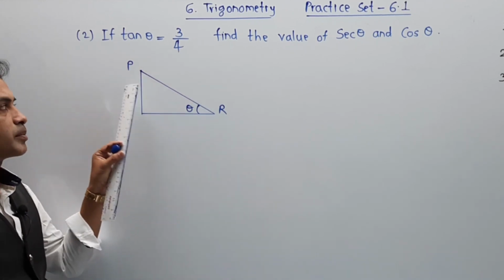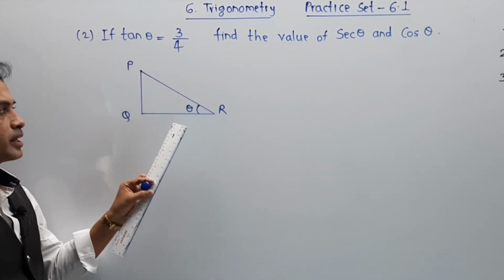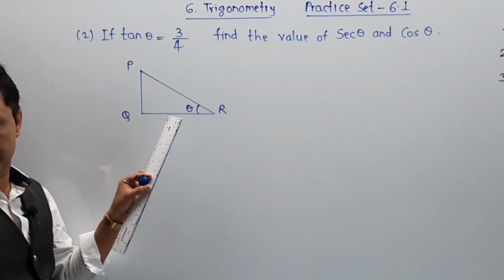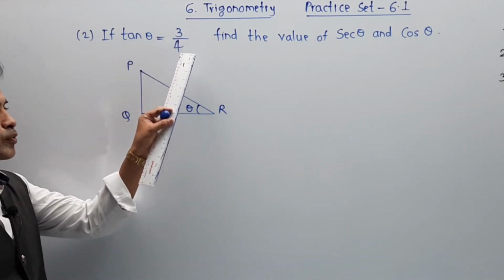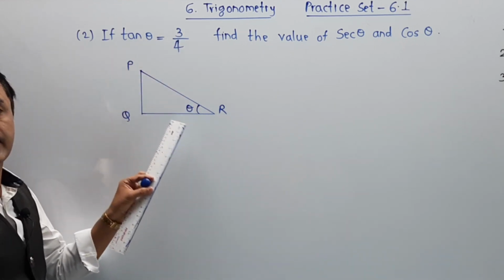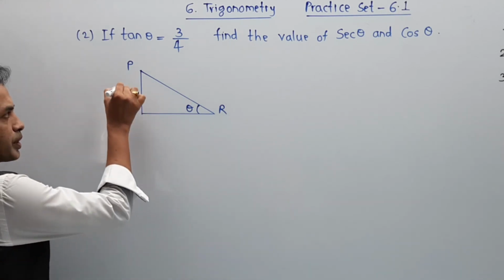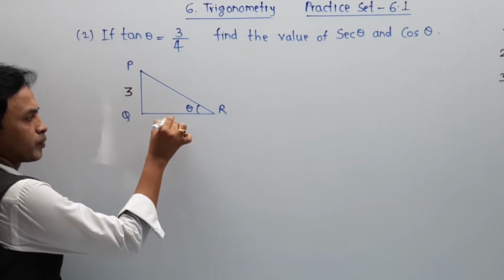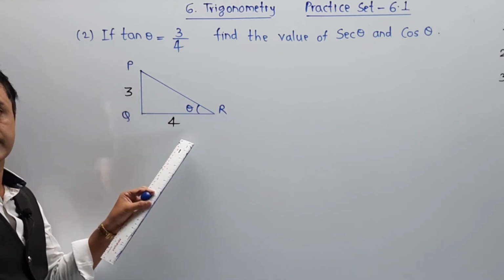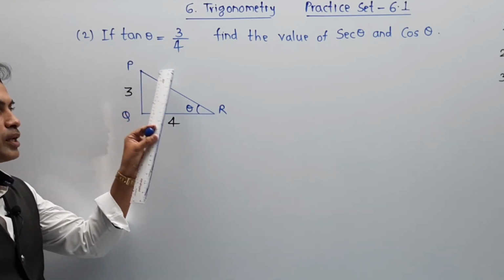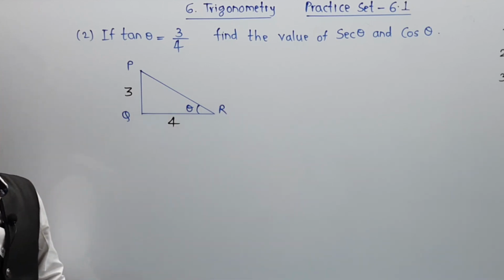Tan theta is nothing but opposite side upon adjacent side. So here, as per the calculation, tan theta is 3 upon 4. So the opposite side is 3 and the adjacent side is 4. No doubt, until we find the value of PR, we cannot write all the parts.